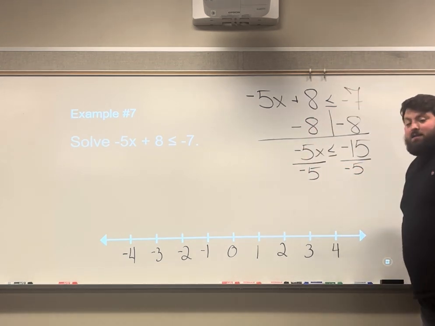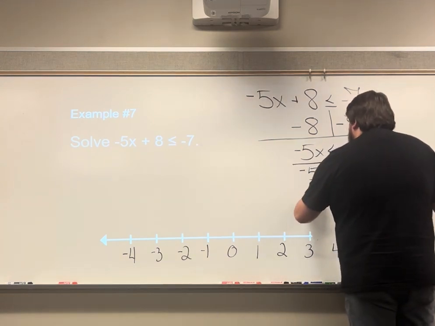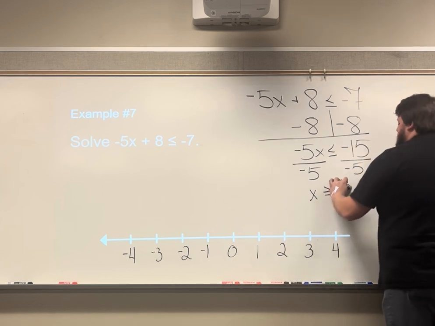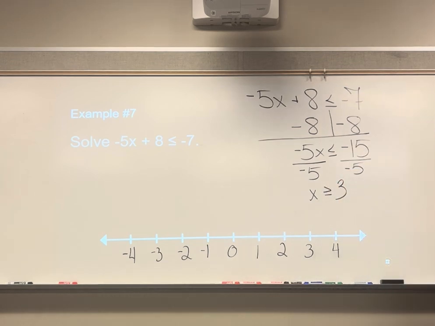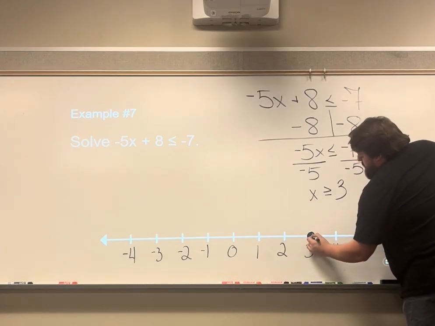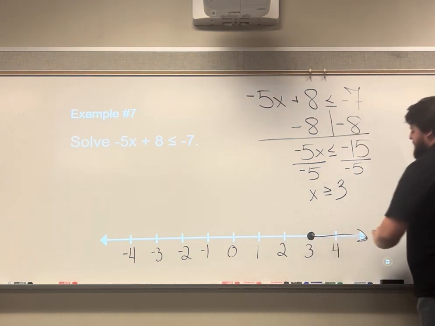We're dividing both sides by -5. So that means that I need to flip my sign. -15 divided by -5 gives me 3. So x is greater than or equal to 3. I'm going to have a closed circle on 3. Since I'm pointing at the number, it's going to go to the right.